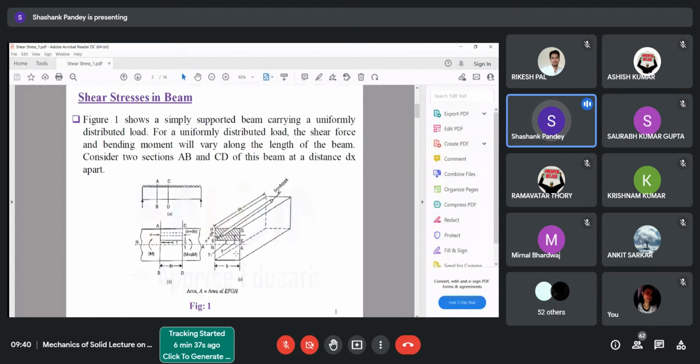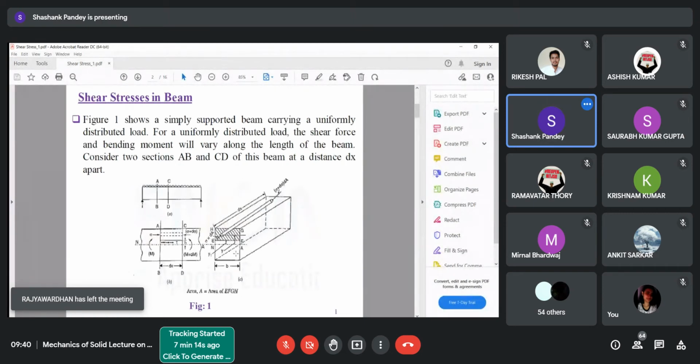We will see here that this section experiences a different moment. That is, at section AB, it experiences a moment M, whereas at section CD, there is a slight difference in the moment. So we assume it M plus dM. Similarly, we assume the value of stresses to be sigma plus d sigma.